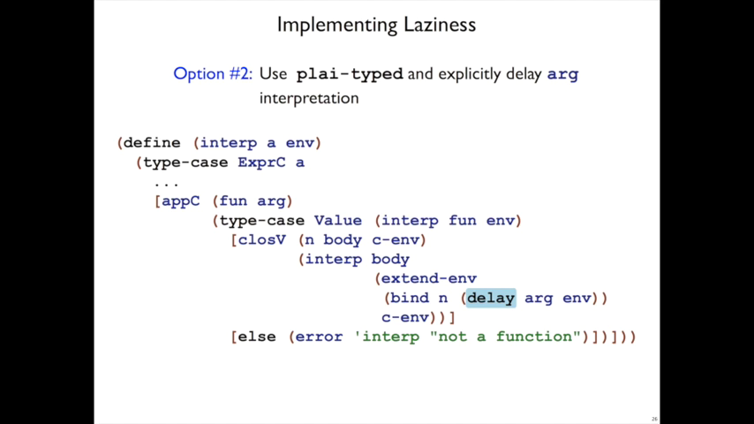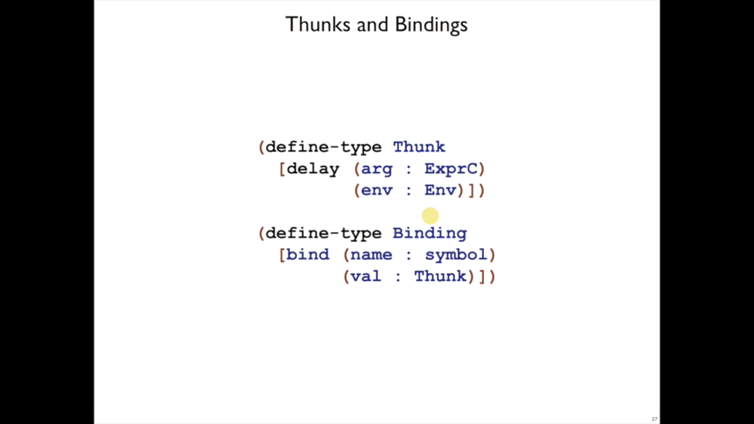So another alternative is to stick with PLAI typed and delay the evaluation of arguments explicitly ourselves. So this is exactly the same code, except that I've changed interp with delay. And so delay is not going to interpret this argument expression and environment. It'll just remember them for use later. That is, delay will be the only variant of a new thunk type. It keeps the argument expression and environment together. And we'll put in our binding now, instead of putting a name and a value, we'll have a name and a thunk representing the value.